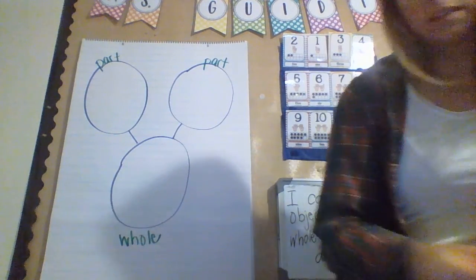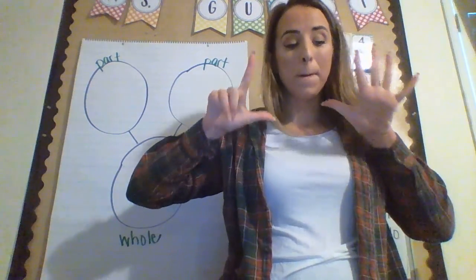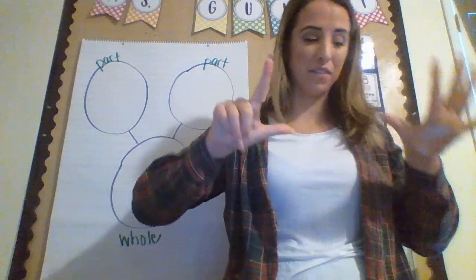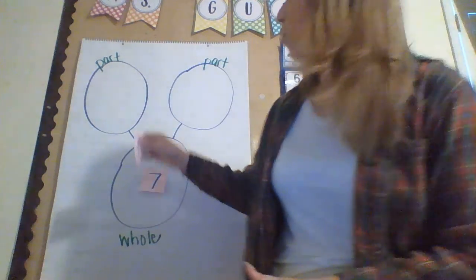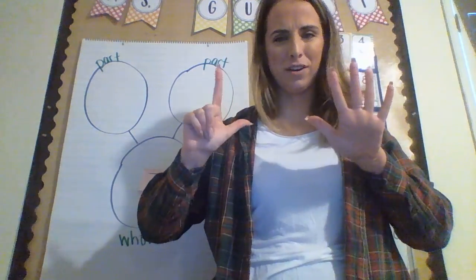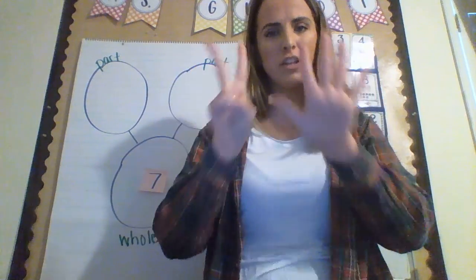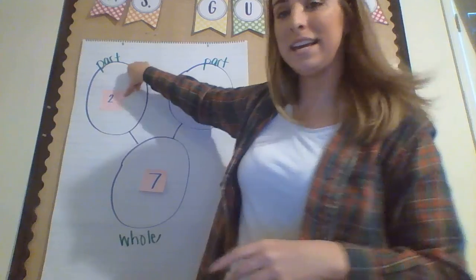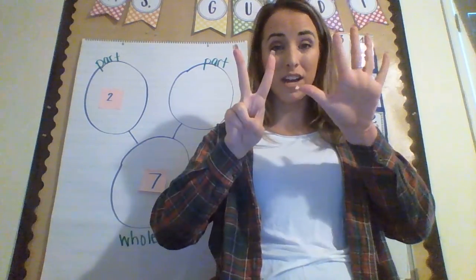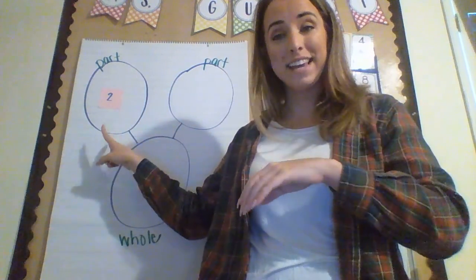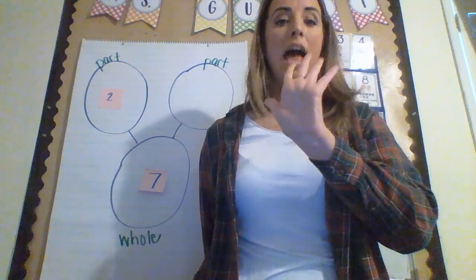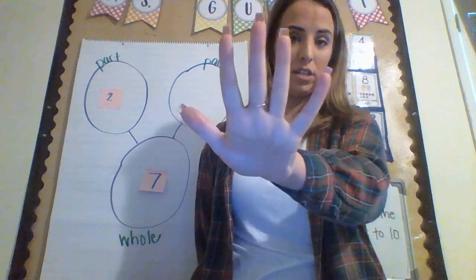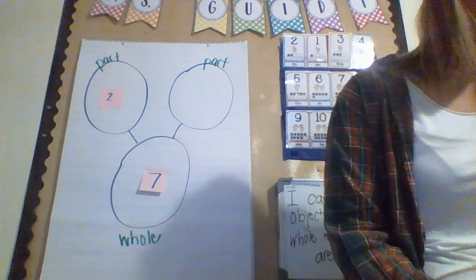All right. I know my whole is 7. Let's do 7 like this. All right, I know one of my parts is 2. So I have 7, and one of my parts is 2, so I'm going to put down 2 fingers. How many fingers do I have left? 5. Awesome. Good job.